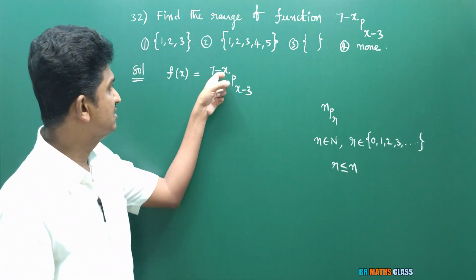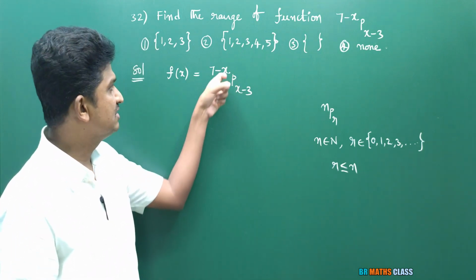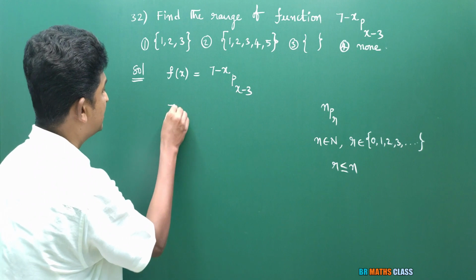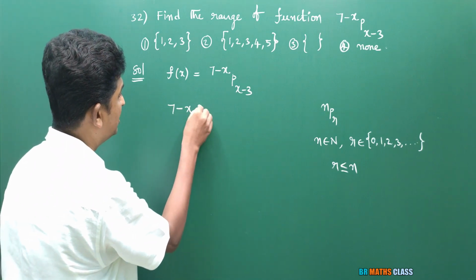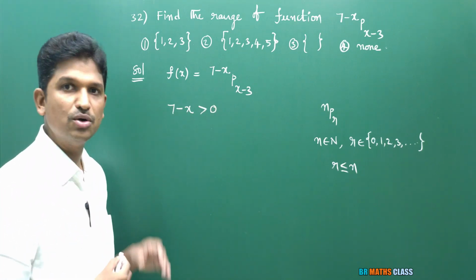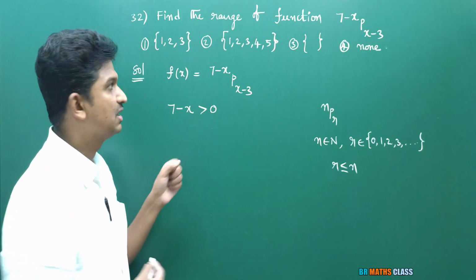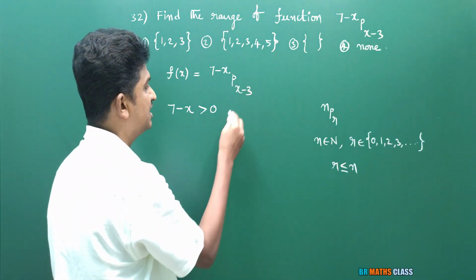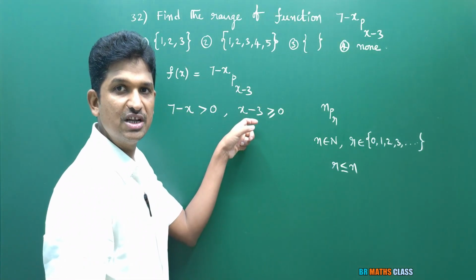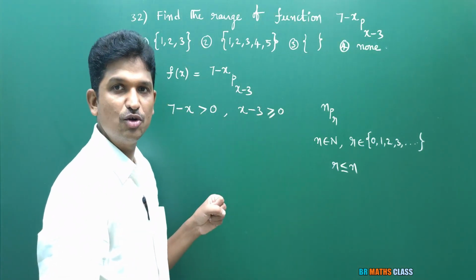You observe here, this is of the form nPr, no? So this n is a natural number. I know that 7 minus x is a natural number and 7 minus x is greater than 0. And for this one, what do you know about this x minus 3? x minus 3 is a whole number. That's why I wrote that x minus 3 is greater than or equal to 0.